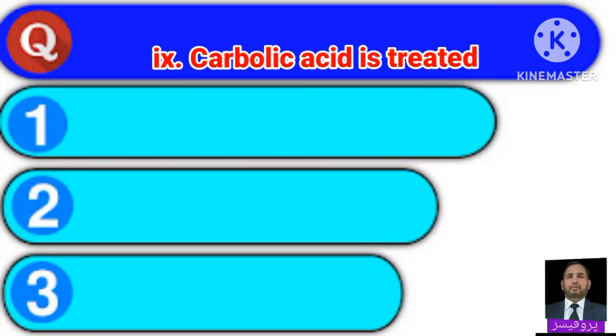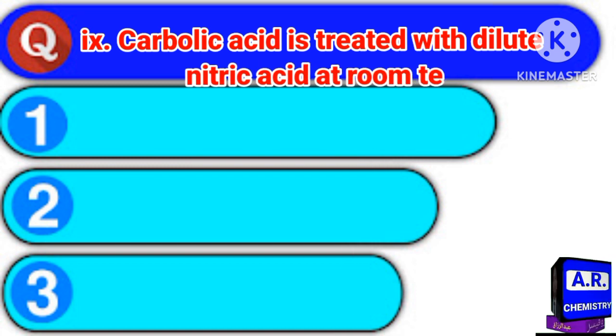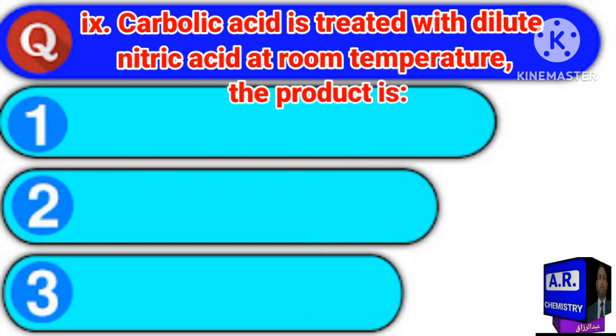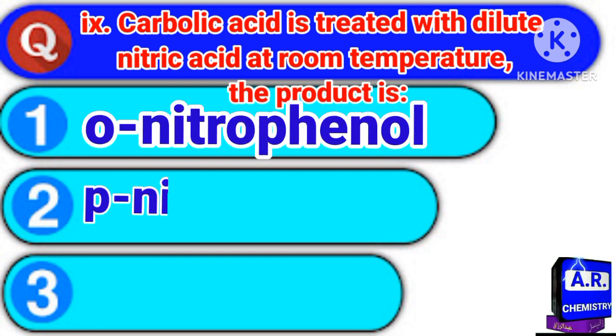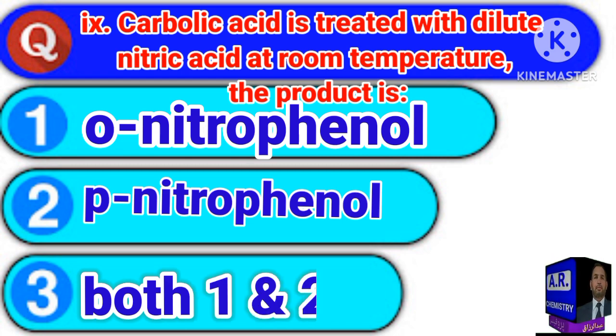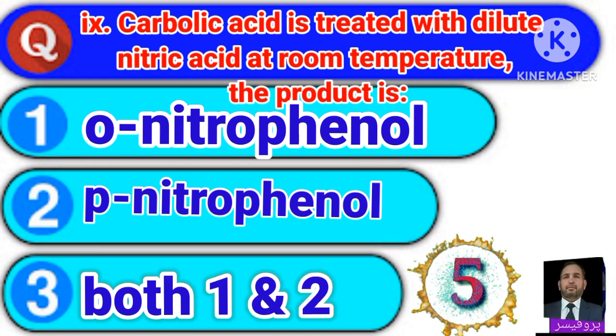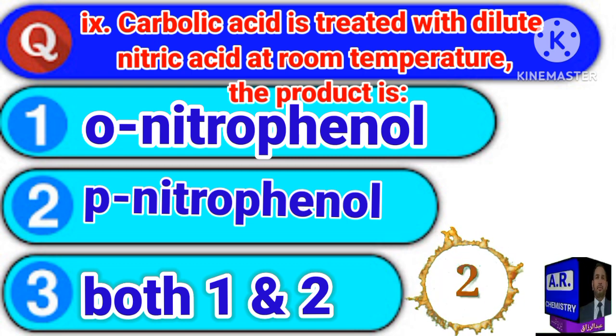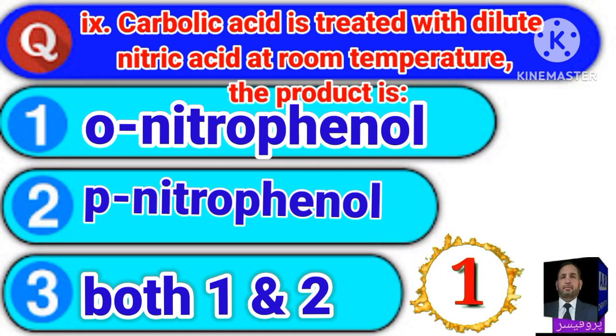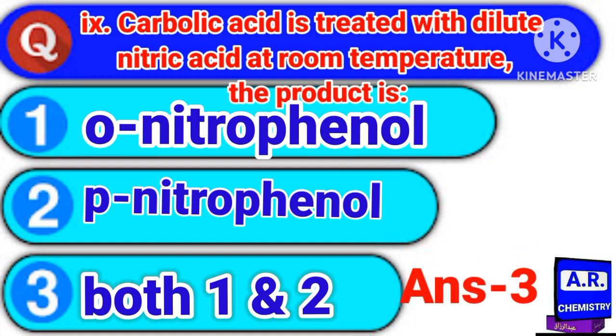Question number 9. Carbolic acid is another name for phenol. In other words, phenol is treated with dilute nitric acid at room temperature. The product obtained is number 1, orthonitrophenol, number 2, paranitrophenol, number 3, both ortho and paranitrophenols. Please select the correct option, and that is answer 3, both ortho and paranitrophenols are obtained.